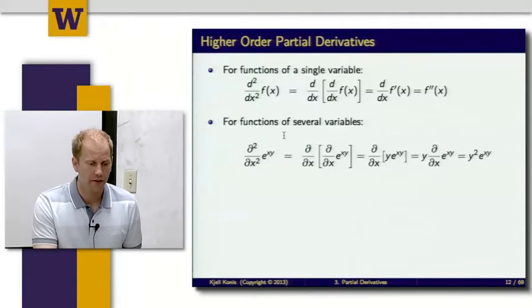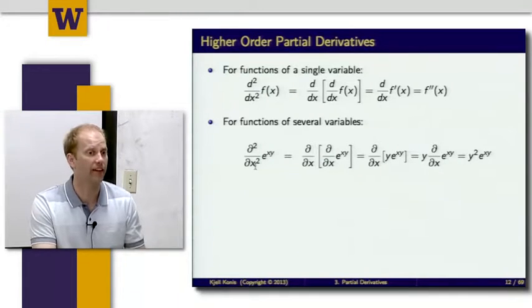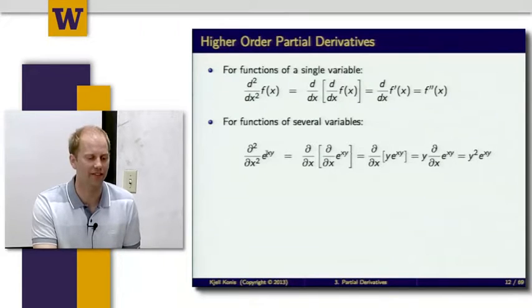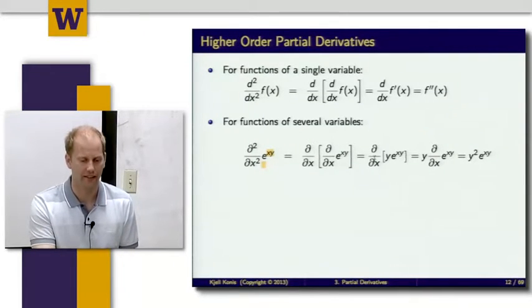So for a function of several variables, I'm going to do pretty much the same thing, except just with partial derivatives. So for instance, if I wanted to take the second partial derivative with respect to x of a function e to the xy, so maybe we can highlight that part at least. What I mean is take the partial with respect to x of e to the xy. That's going to give me another function of x and y. And then take the partial derivative of that function with respect to x again.